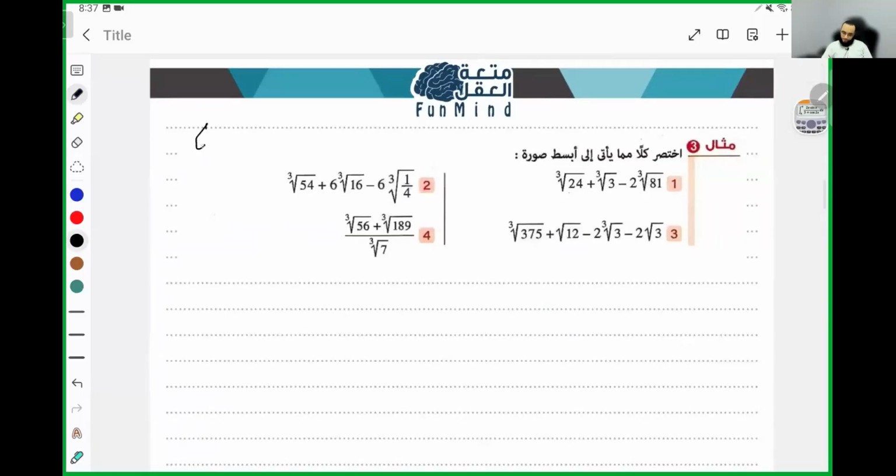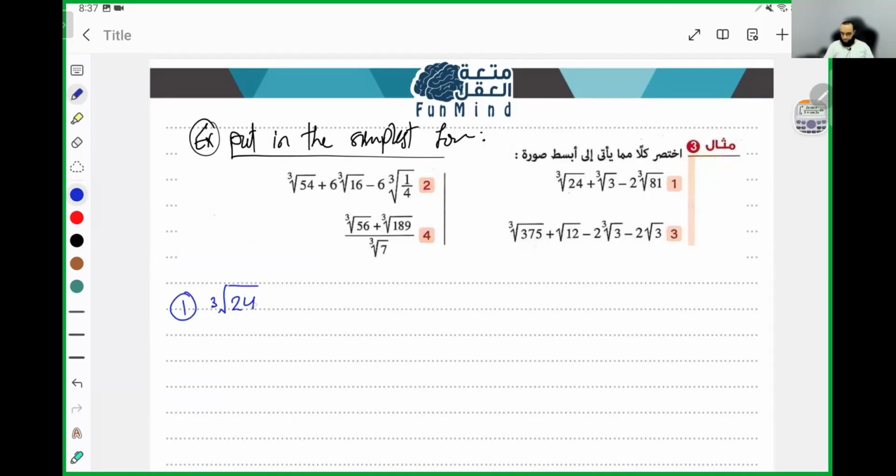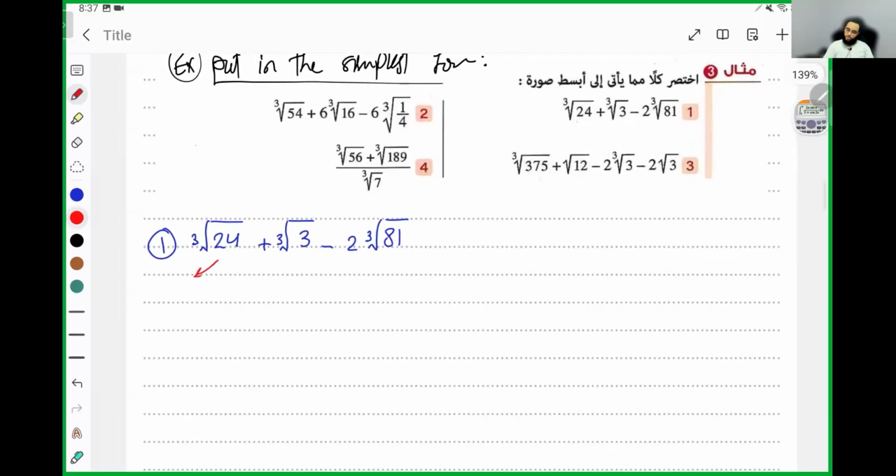Also simplify or put in the simplest form. But actually these are cubic roots. First, it's cubic root 24 plus cubic root 3 minus 2 cubic root 81. Okay. What about 24? It's a cubic root. You're going to decompose it into what? If it's a cubic root, is it better to do it 4 and 6, or is it better to do it 8 and 3? Which is better? 8 and 3.